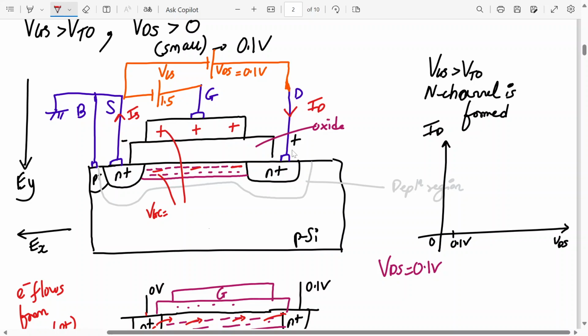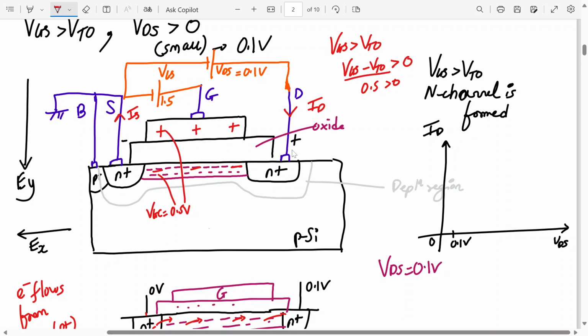This is VGS. See, VGS has to be greater than VTO. That means VGS minus VTO should be greater than 0 volt. So how much is VGS minus VTO in our case? VGS is 1.5, VTO is 1 volt. So how much is this? 0.5, right? 0.5. Yes, so here it is 0.5 volt. Did you understand this? How did the gate to channel voltage come? Okay, so it should be 0.5.